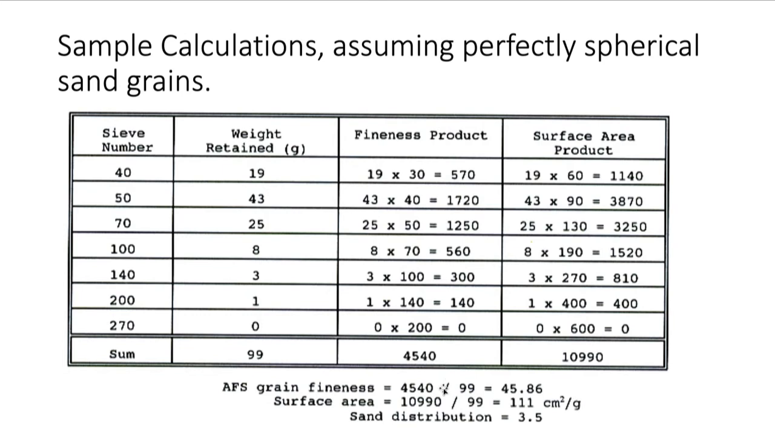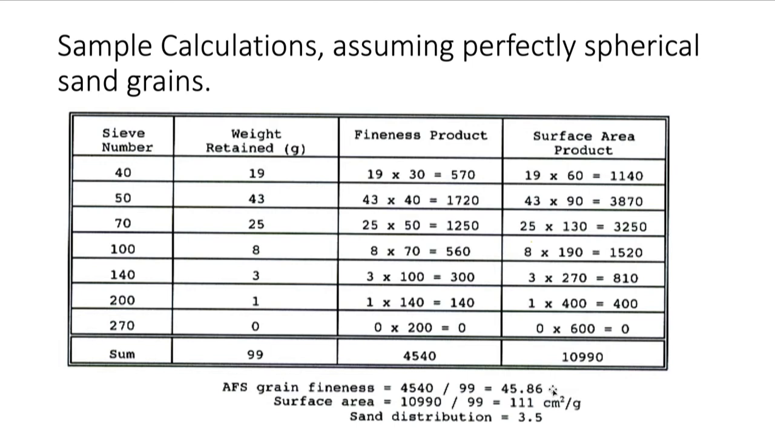If we go down below, in order to figure out the actual grain fineness, we divide it by the number of grams of sand, and then we get a 45.4 or 0.86. So 45 is a relatively coarse sand.